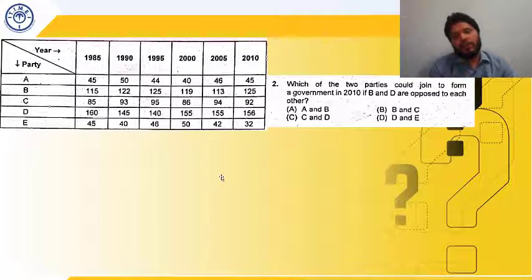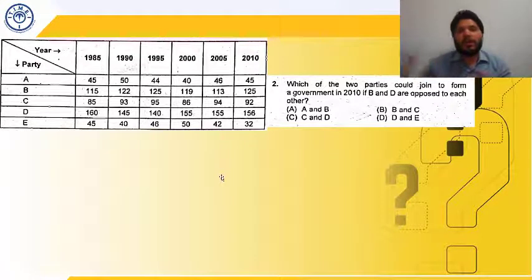I hope most of you have got the answer. The question is asking which of the two parties could join to form a government in 2010 if B and D are opposed to each other. Just tell me one thing: which party could form the government? The one that has got more than 50% of the total votes polled. That party is always going to form the government.